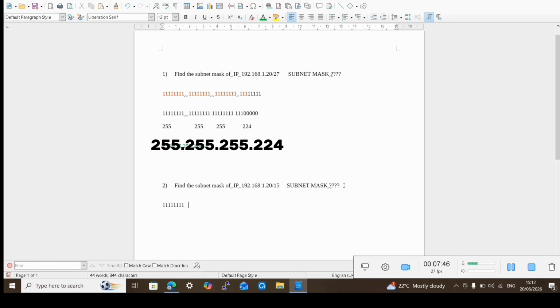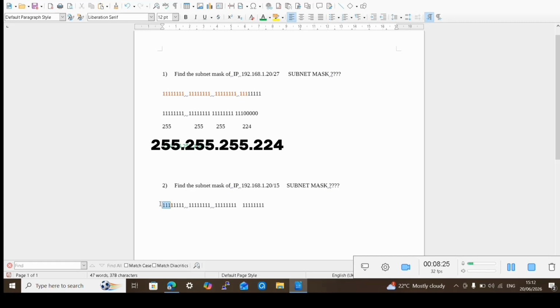We have 8, 16, 24, 32. We have the complete 32 bits. Here now we are told 15. We are told 15 bits belong to the network ID, and then 17 belongs to the host ID. Let's highlight the 15 that belongs to the network.